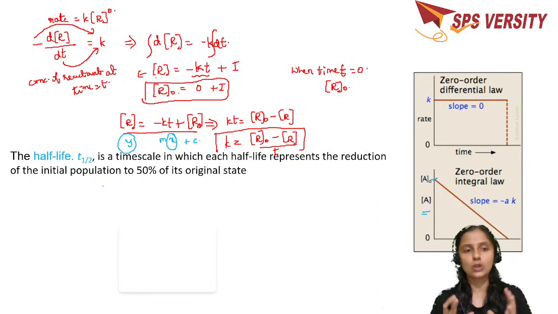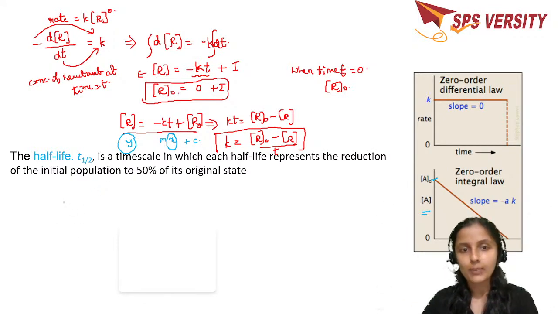Then you have a term called half-life. Half-life is the time in which the concentration of the reactant reduces to exactly half of the initial value. So if you take 100 molecules of the reactant, or a 1 molar concentration of the reactant, and decrease it to 0.5 molar, exactly half of that, what is the time taken? That's called T half.